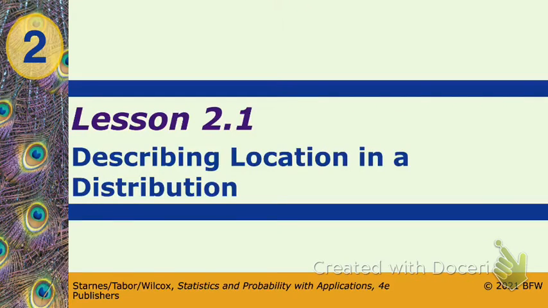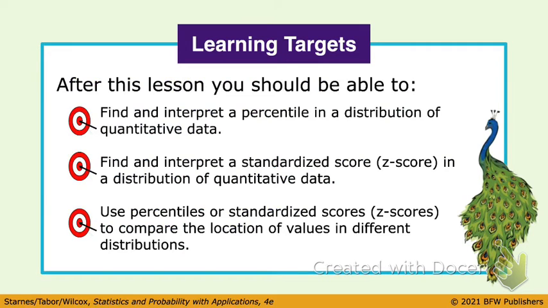So starting chapter 2, section 2.1 is about describing location in a distribution. We are going to learn about percentiles, standardized scores or z-scores, and then we're going to use those percentiles and z-scores to compare the location of different distributions.